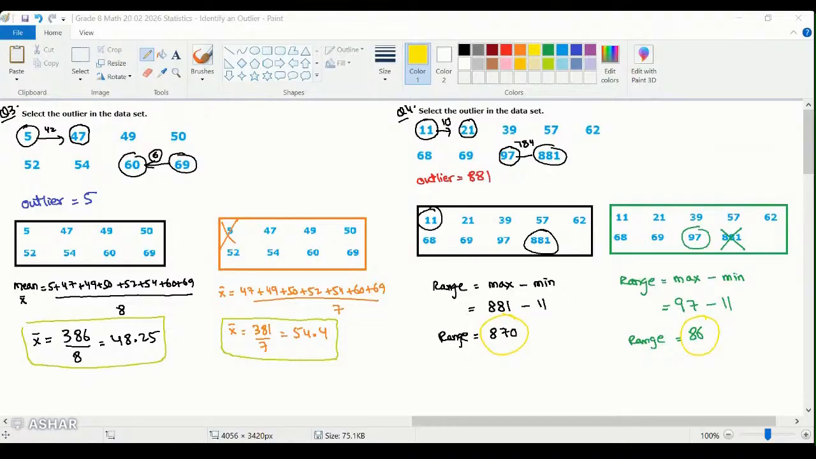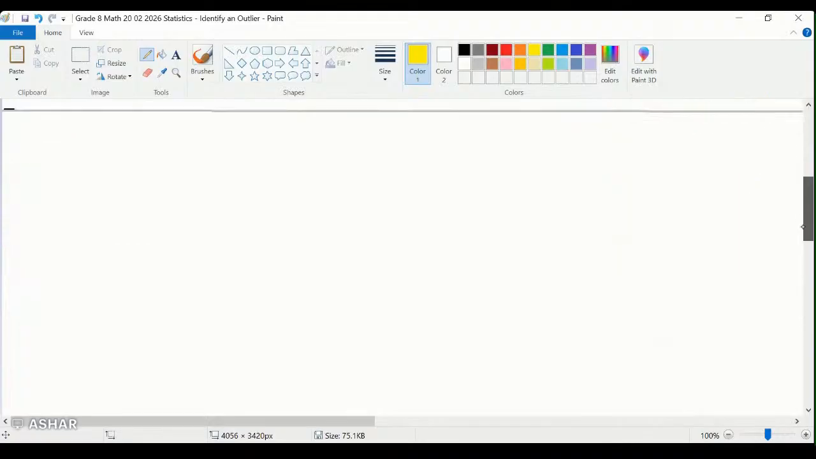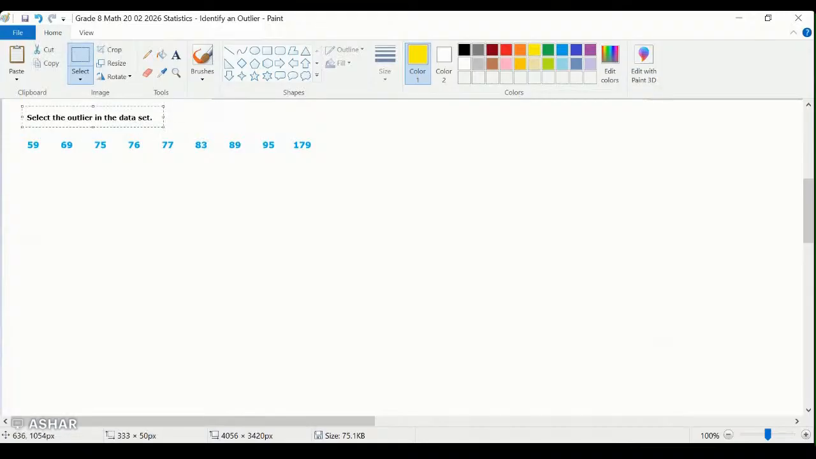For the next question, let's try to simply find an outlier. Question number 5. We don't have to simplify in this, we just have to identify. This is our question number 5. We only have to identify an outlier. So what should be an outlier in this question? Can I have an answer? What should be an outlier?